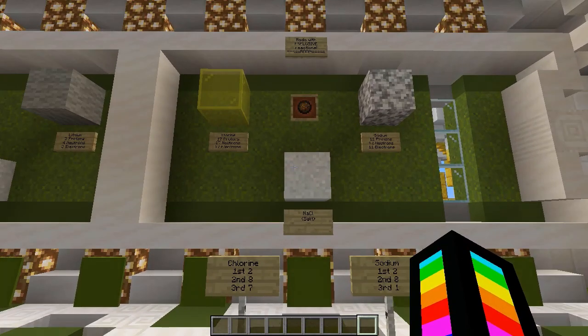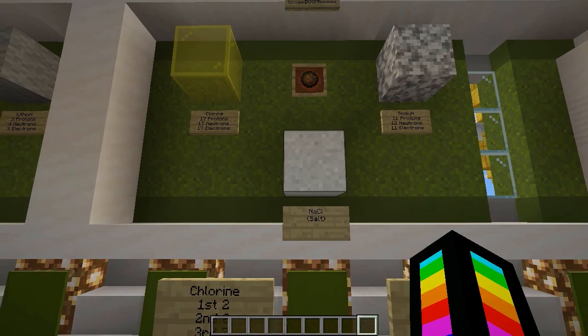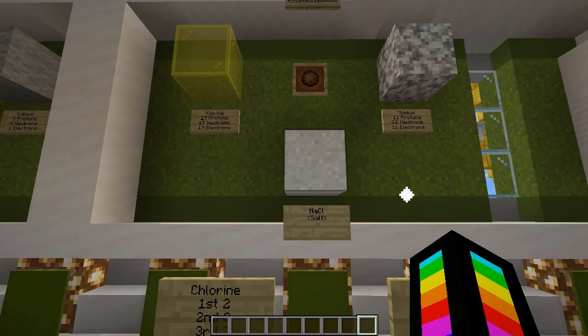Salt is sodium and chlorine. Chlorine has 17 protons, 17 neutrons, 17 electrons. Sodium, 11 protons, 12 neutrons, 11 electrons. And because of the chemical reaction, we see an explosion. And what does this explosion make? Table salt, which we put in our food.